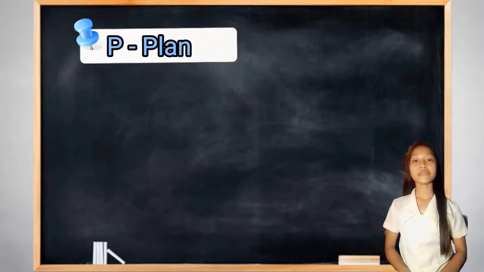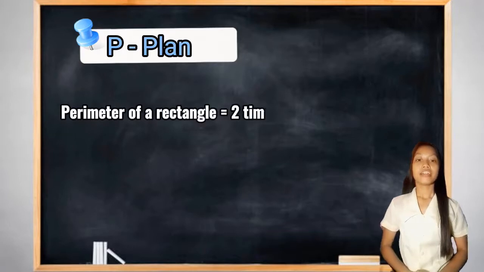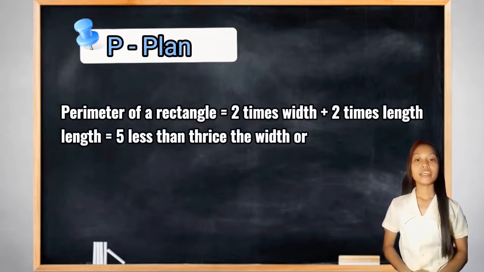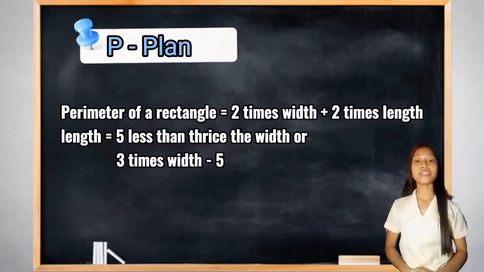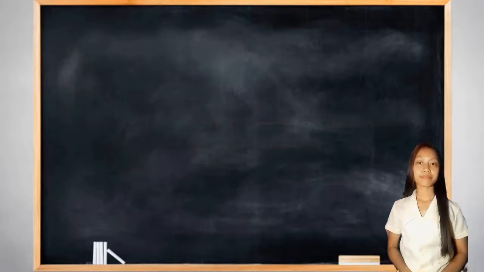Then P stands for the plan. How will you get the answer to the problem? There's a perimeter in the given, and the shape is a rectangle, so we can use the formula for a rectangle's perimeter, which is P, or perimeter, equals the sum of 2 times width and 2 times length. The other given, the length is 5 less than thrice the width, or 3 times width minus 5.